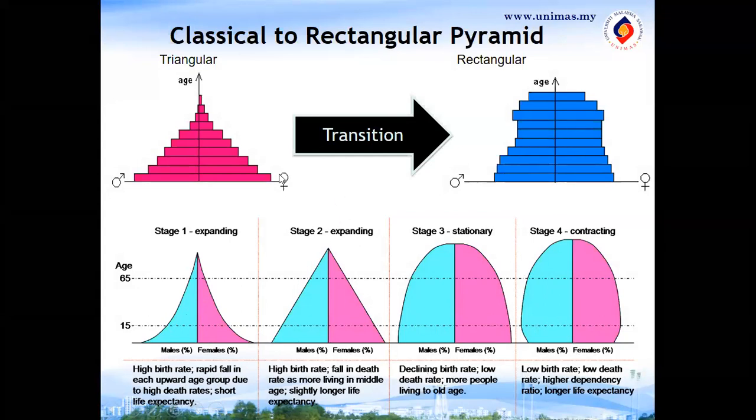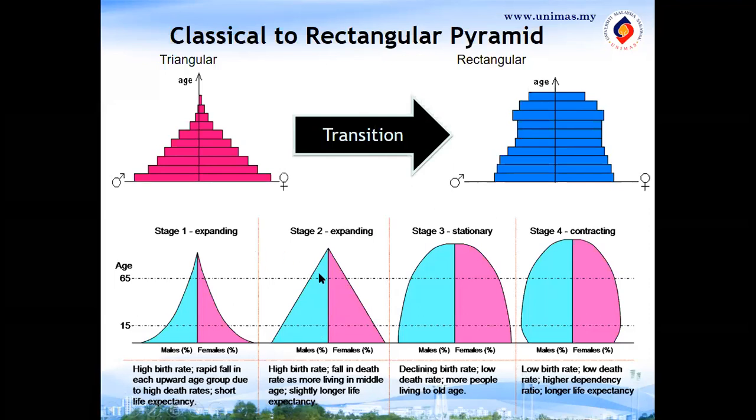So it goes through transition actually, yeah. It doesn't just transform from this kind of pyramid to this rectangular. It goes through transition. All right. So for example, Malaysia could be somewhere around this region, yeah. Not quite like this, but we are not quite like this yet. Yeah? We still maintain the shape of pyramid, but in a different form.